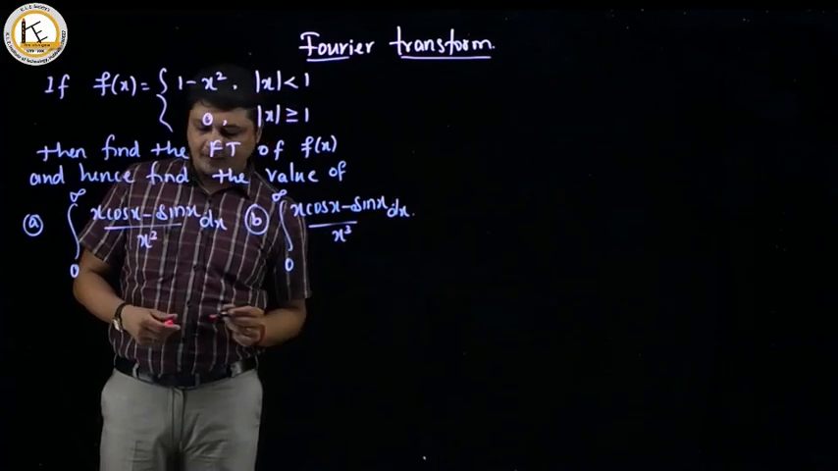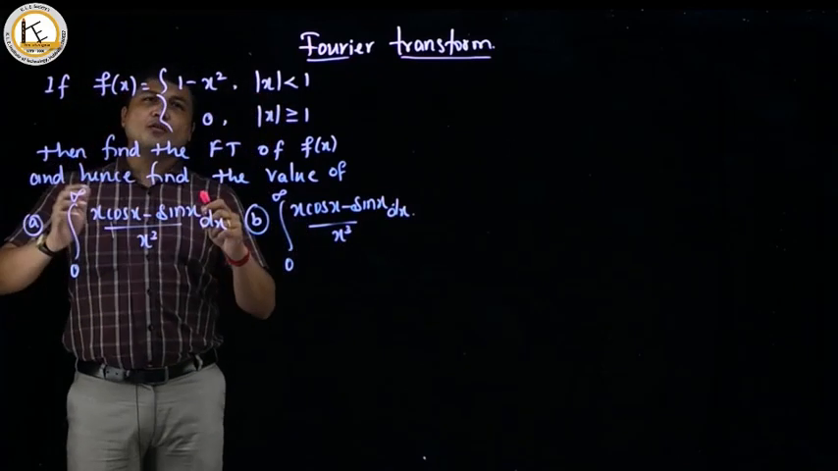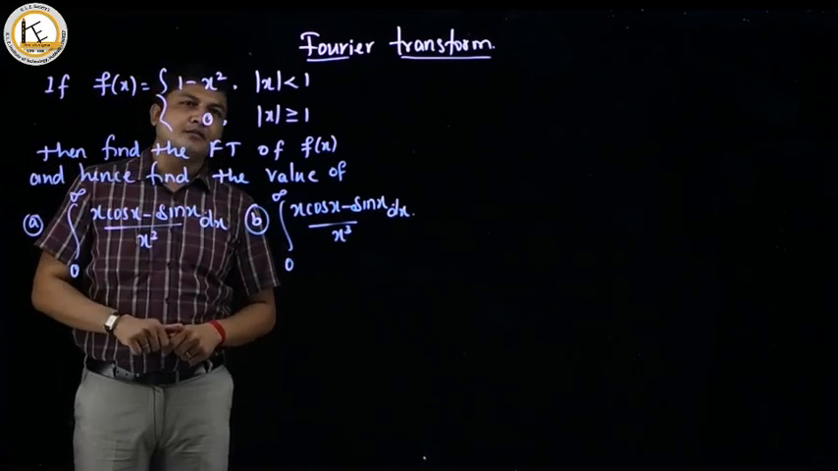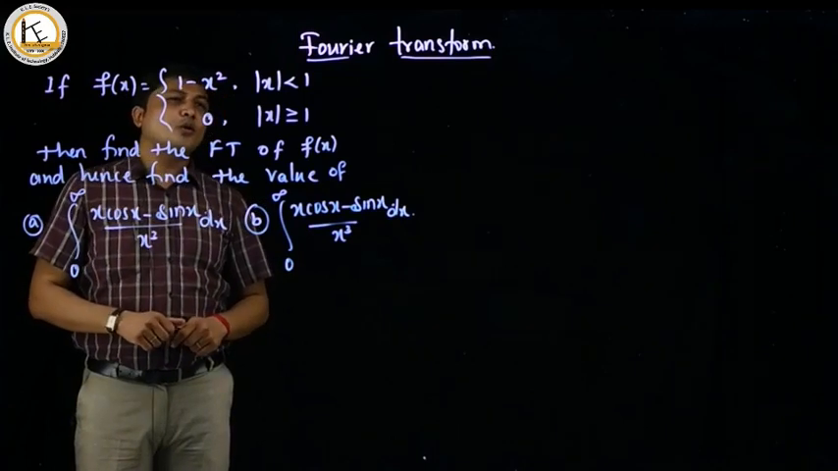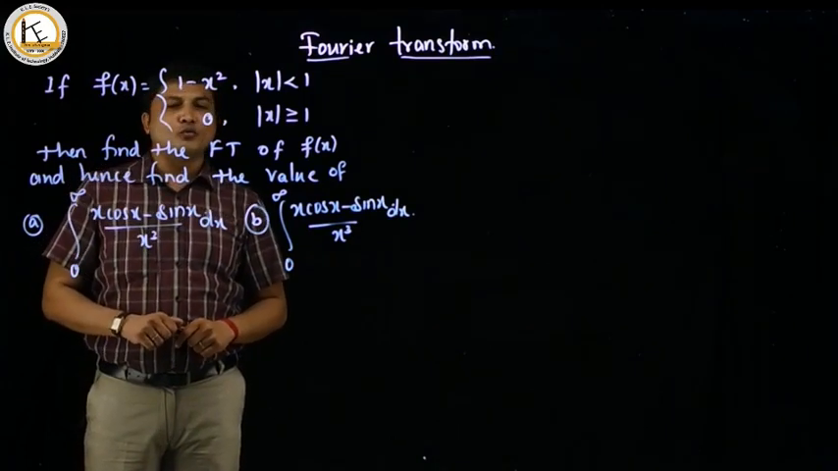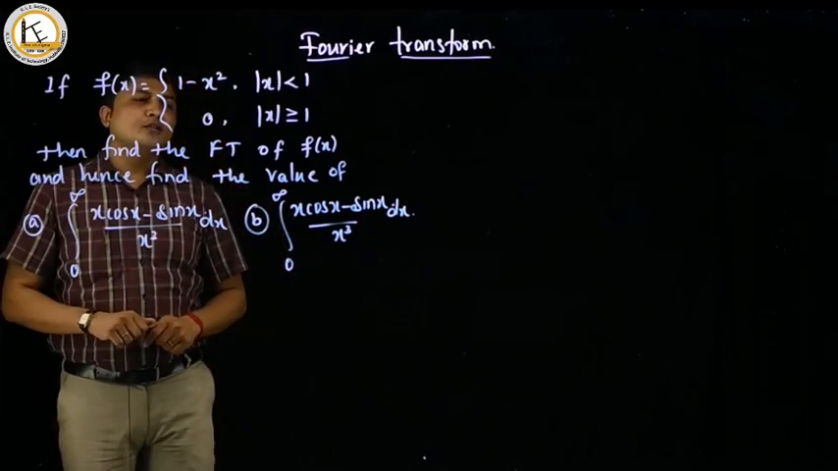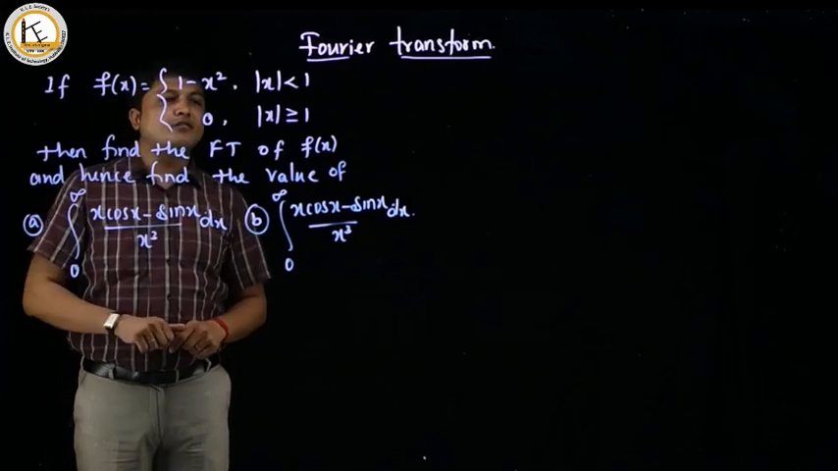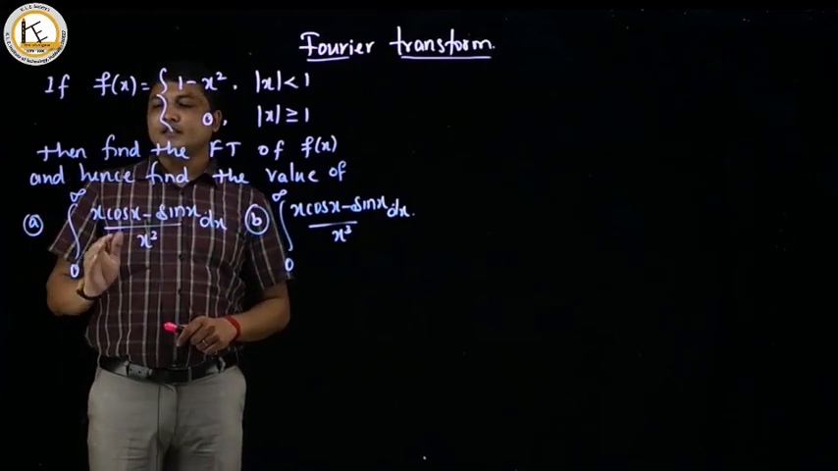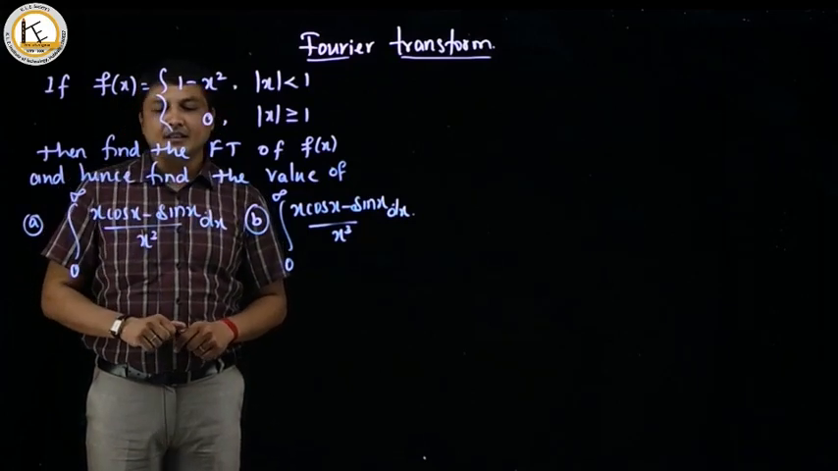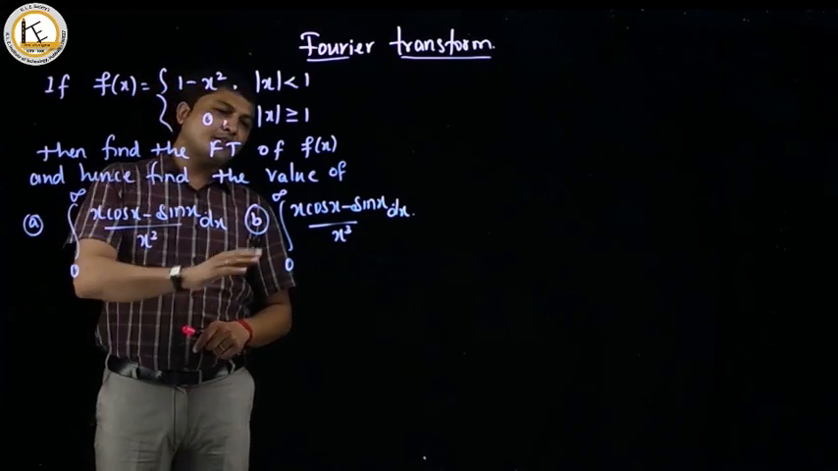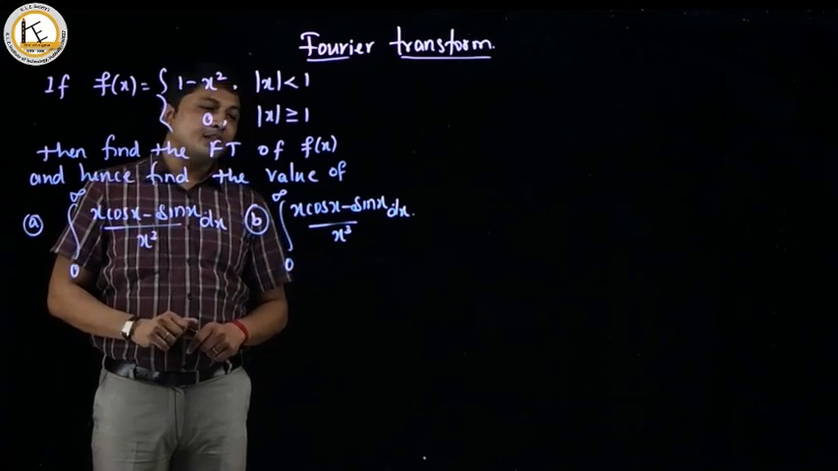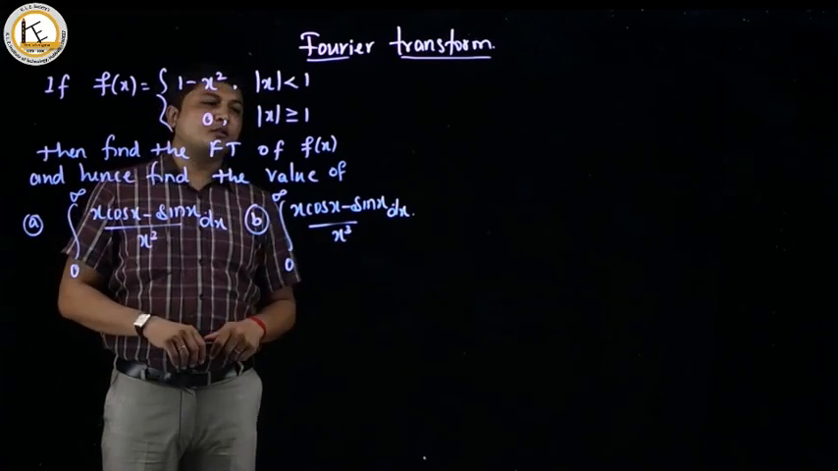Okay, so the function f of x is given and it is defined as 1 minus x square for mod x less than 1 and it is 0 for mod x greater than or equal to 1. Then find the Fourier transform of the given function f of x, and hence find the value of the integrals, 0 to infinity of (x cos x minus sin x) divided by x cube with respect to x, as well as the second integral.